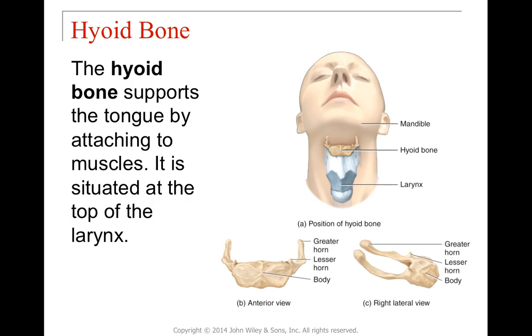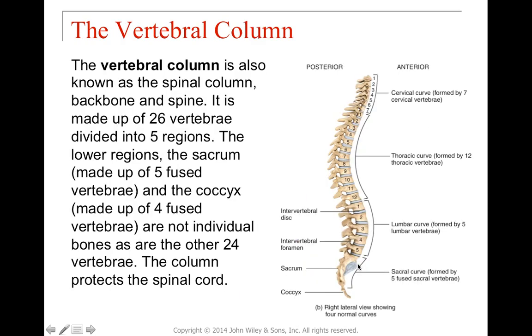All right, so the hyoid bone is a specialized bone that supports the tongue, and it attaches directly to the muscles. And it's situated directly here at the top of the larynx, right there. So it's beneath the jaw and at the top of the larynx. And it has specialized regions. It has a greater horn and a lesser horn. So each of them have two horns on both sides. And then it also has the body itself. So the greater horn is much larger, and the lesser horn, and then the body. And the body protrudes forward, and the greater horn goes back towards the throat.